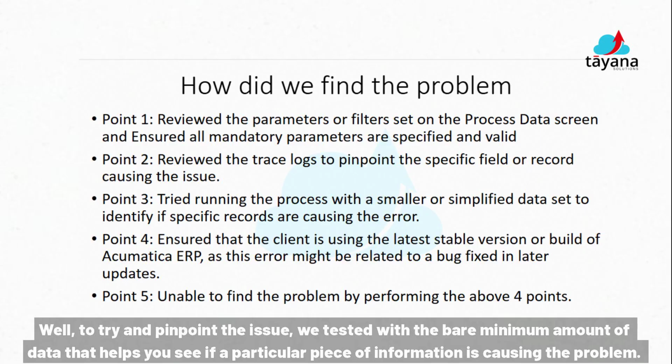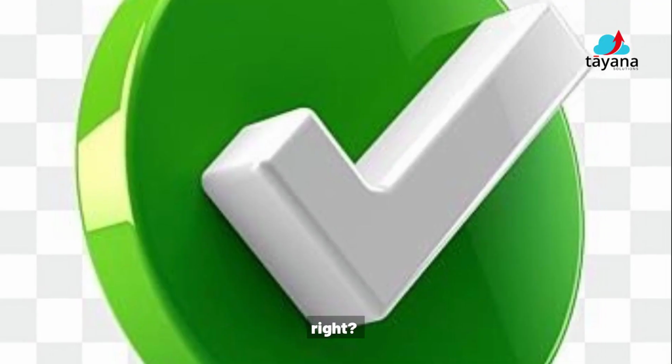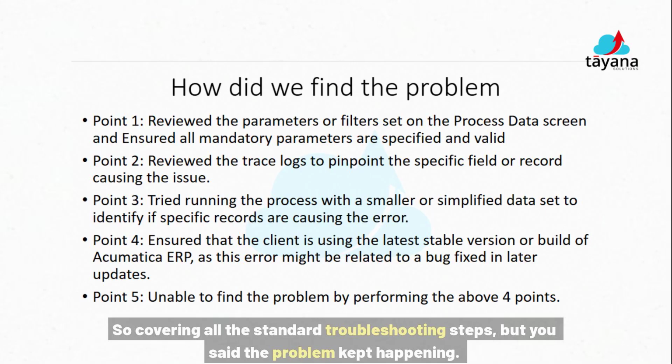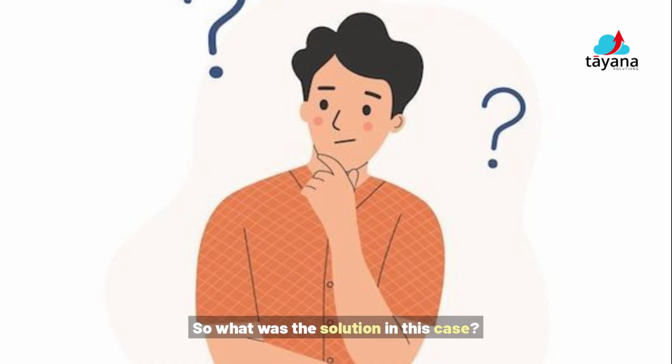What else did you try initially? Well, to pinpoint the issue, we tested with the bare minimum amount of data. That helps you see if a particular piece of information is causing the problem. We also made sure the client was using the latest Acumatica version, because updates often come with fixes for issues that have popped up. Right. So covering all the standard troubleshooting steps. But you said the problem kept happening. That's when it gets really interesting. So what was the solution in this case?